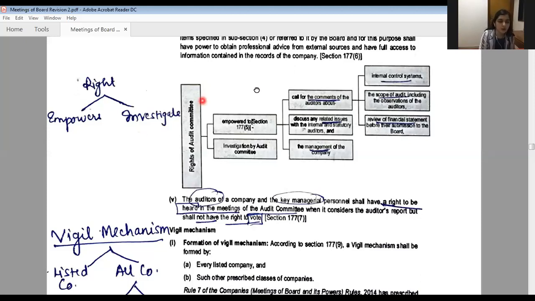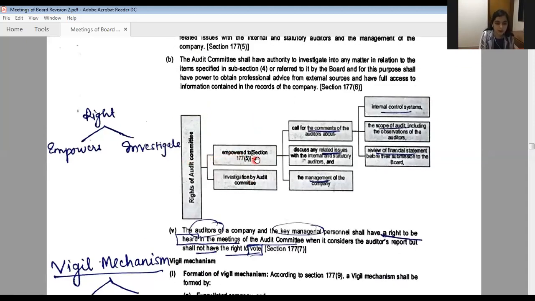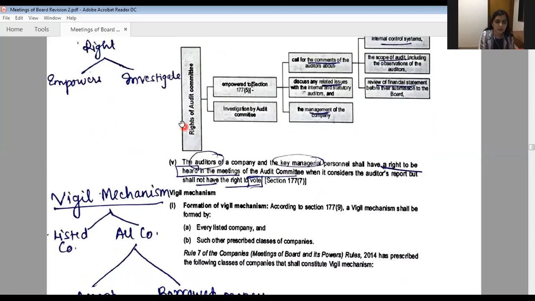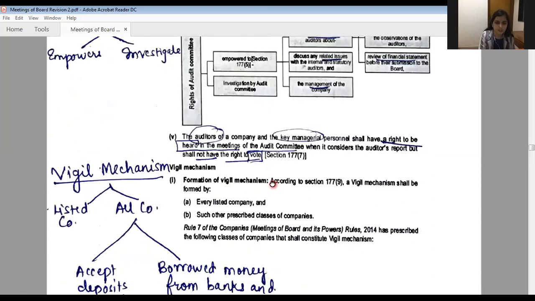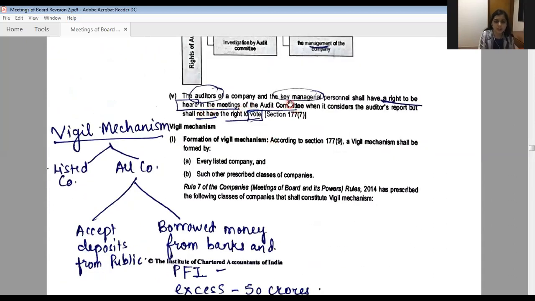Now, what are the rights of the audit committee? It is empowered to call for the comments of auditors about the internal control system, the scope of audit including the observation of auditor, and review of financial statements before their submission to the board, then to discuss any related issues with internal and statutory auditors, then to examine the management of the company. And the next right of the audit committee is investigation by the audit committee. That is, there are basically two rights, that is, to empower and to investigate. The next point states that the auditor of the company and the key managerial personnel shall have the right to be heard in the meetings of the audit committee, but shall not have the right to vote.